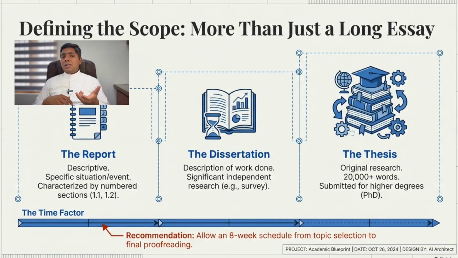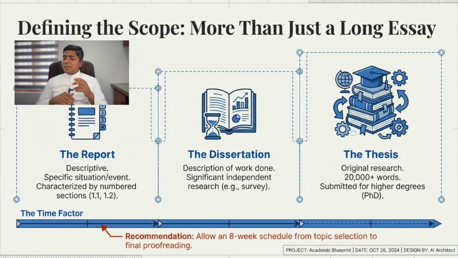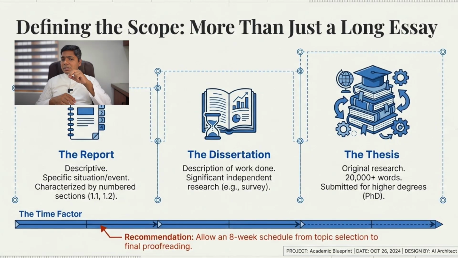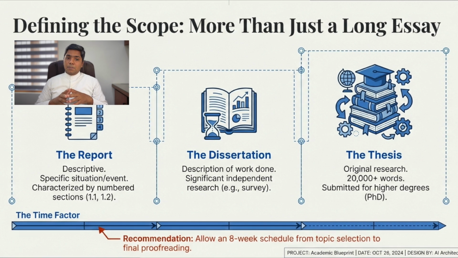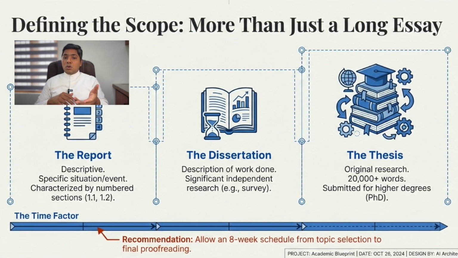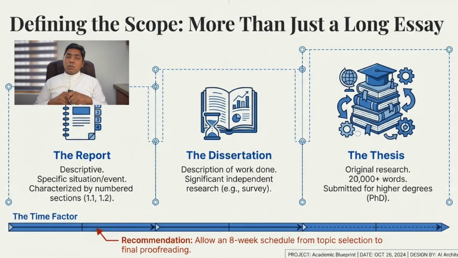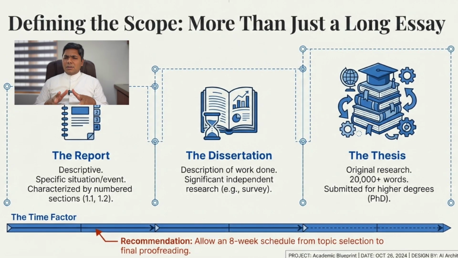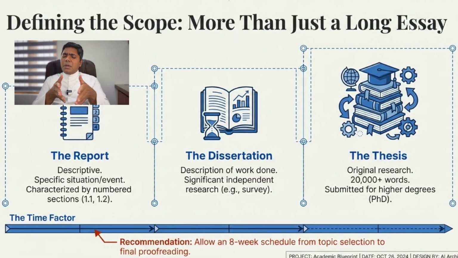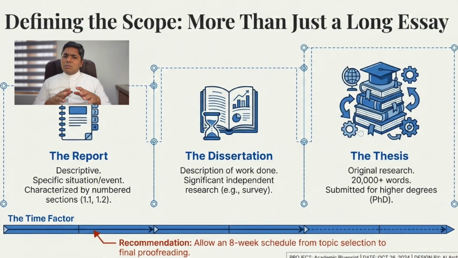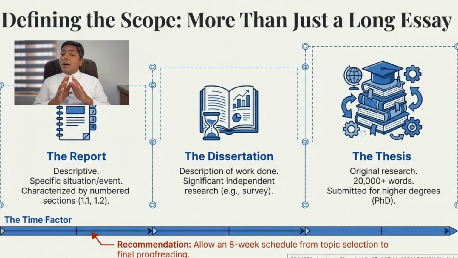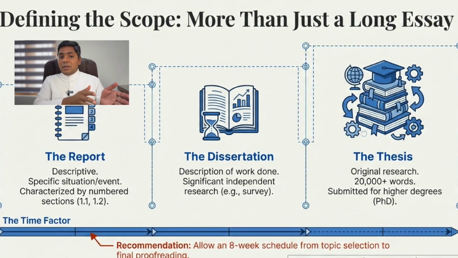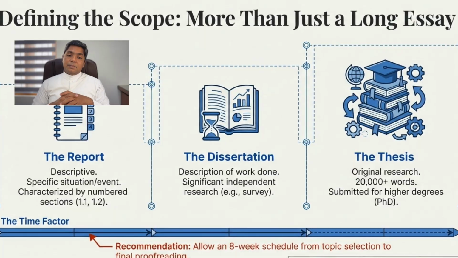Coming to a dissertation or thesis, a dissertation or a thesis represents the longest piece of writing most students will ever do. We are talking about documents of 20,000 words or more. They are roughly 80 pages of double-spaced text, though many are much longer. These are submitted for higher degrees and represent original research. And there are geographical variations.